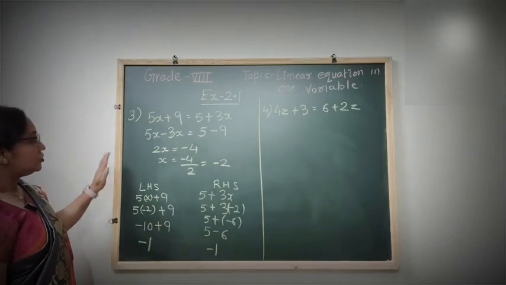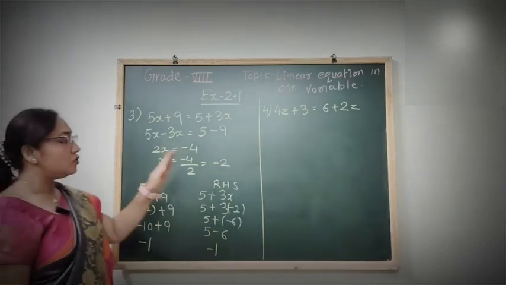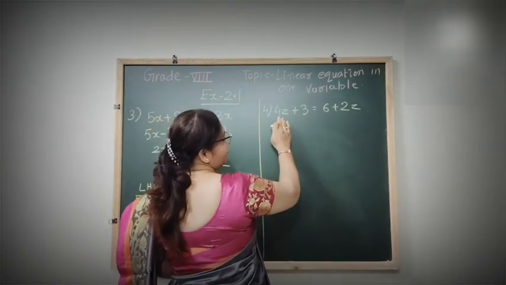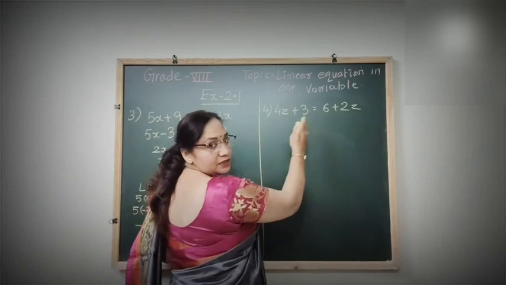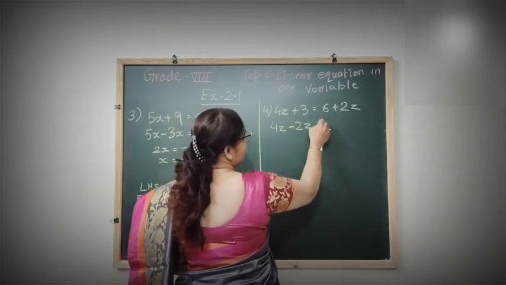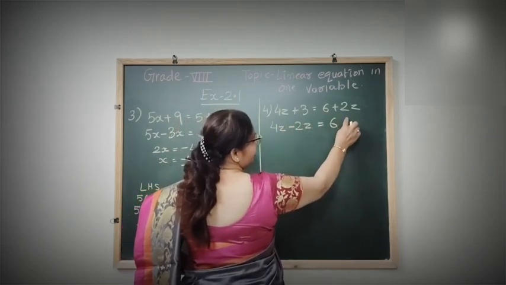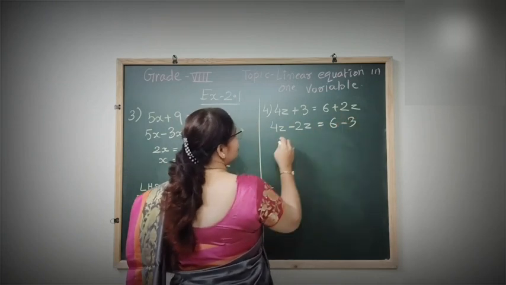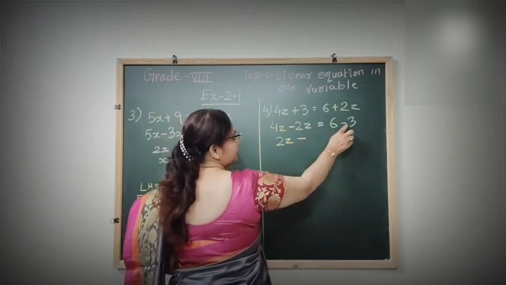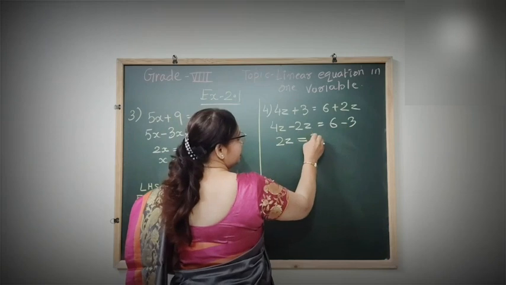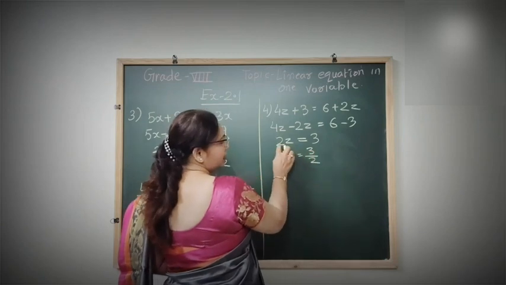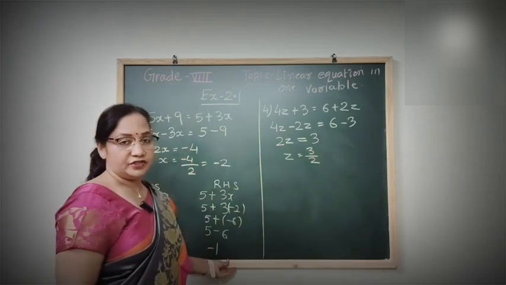Okay, students. So the third we have solved. Moving on to question number 4. Again, we have 4z here and 2z here. Let us bring them together. 4z minus 2z is equal to 6 as it is, and 3 moving this side, again minus 3. So you have 4 minus 2 is 2z is equal to 6 minus 3 is 3. The value of z is equal to 3 upon 2. 2 being in multiplication, we will change it into division.